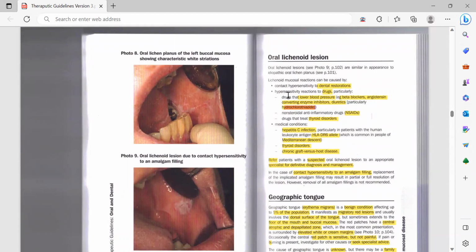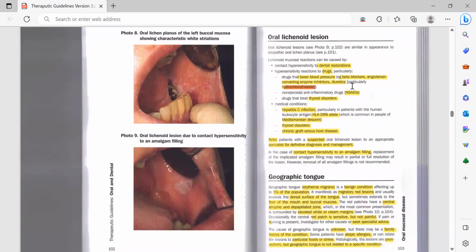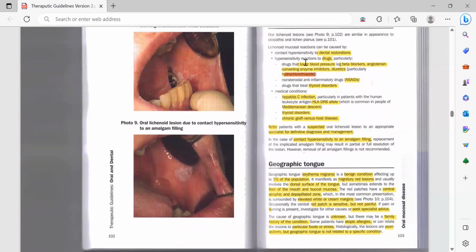First, which is the most common, is the contact hypersensitivity to dental restoration, and it is mainly seen with amalgam. Okay, then hypersensitivity reactions to drugs. Particularly which drugs can lead to hypersensitivity? Drugs that lower blood pressure, which are the beta blockers, angiotensin converting enzyme inhibitors, diuretics, and then NSAIDs, then drugs that treat thyroid disorders. So you just need to remember the drugs that lower blood pressure, NSAIDs, and thyroid drugs.